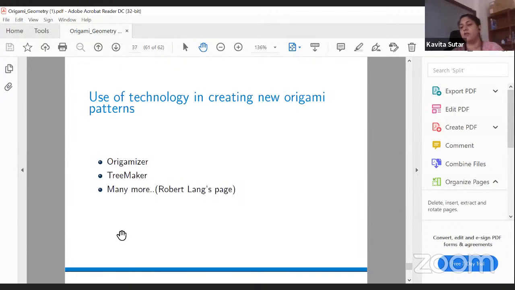And finally, there is a lot of technology in creating new origami patterns now, as you can guess. A few of these are Origamizer, you can check this out. There is Freeform Origami, and there are many more.